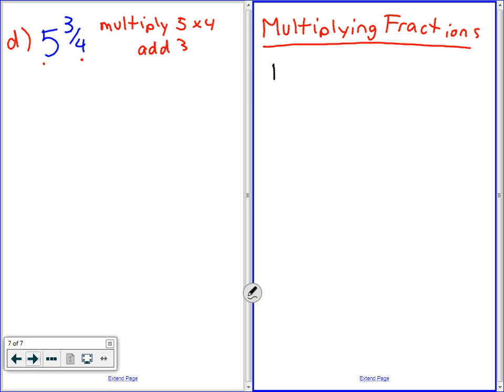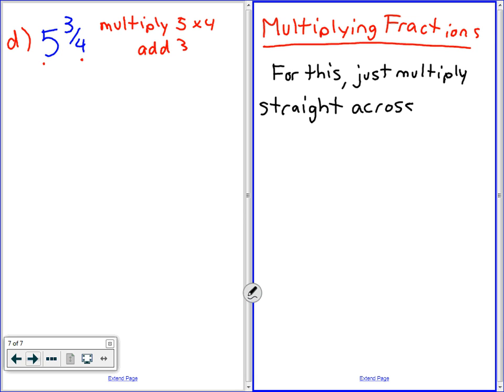Okay, for this, you just multiply straight across. And bring below those terms, and we'll talk about that in a little bit, okay? So for multiplying fractions, there's no common denominators, if you know that word, we're not going to talk about those today, okay? Hopefully they're coming back to grade 8. That'll be tomorrow, okay? Today we're just going to multiply, okay?